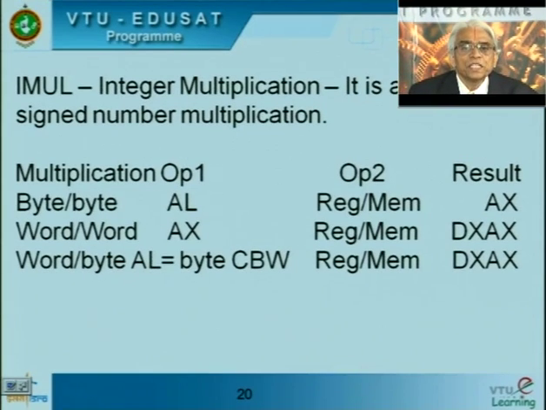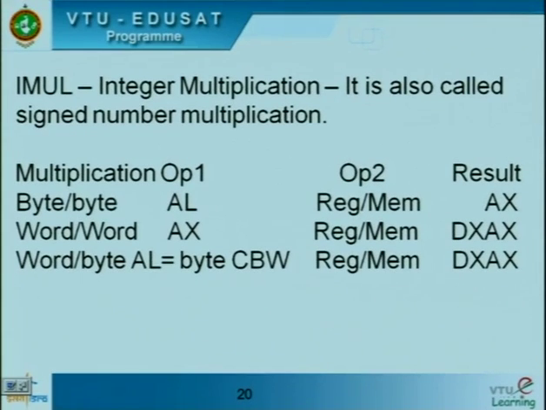IMUL is integer multiplication. It is also called signed number multiplication. We are trying to talk about byte by byte multiplication or word by word multiplication or word and byte multiplication. All the combinations of this operation are possible. So we also talk about signed numbers here and you need to be careful about it because we perform the operation using IMUL and IDIV for multiplication and division respectively for signed numbers only.